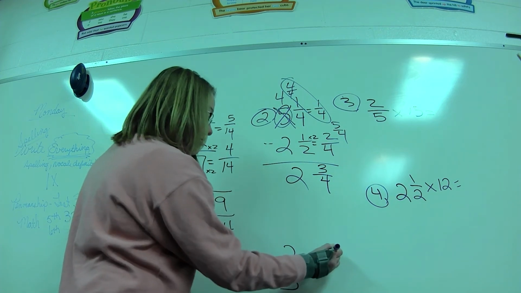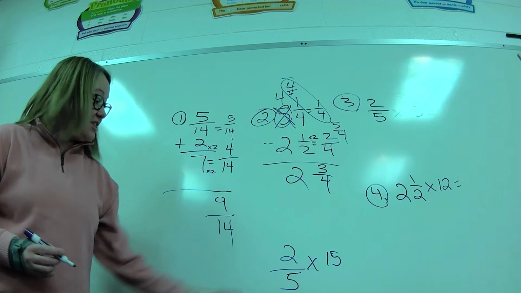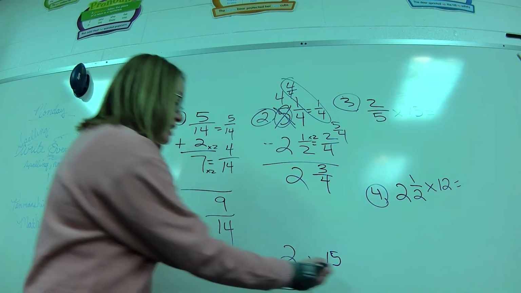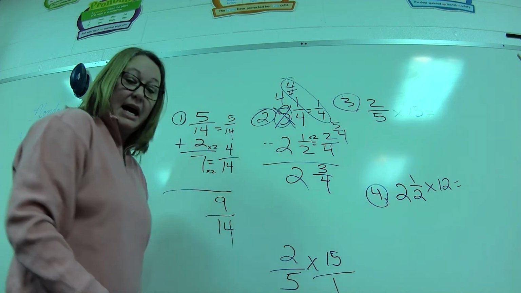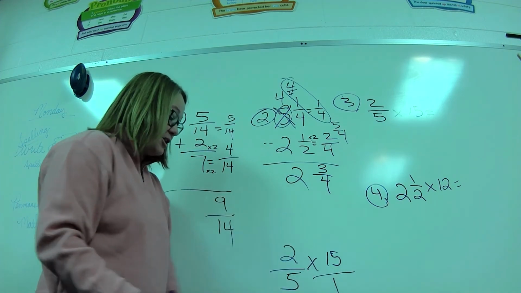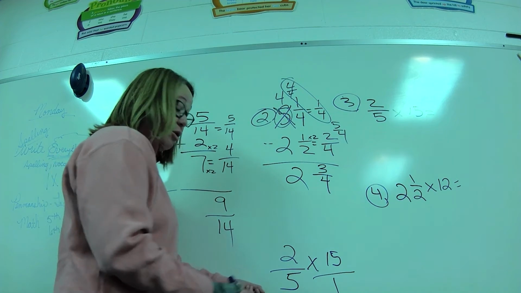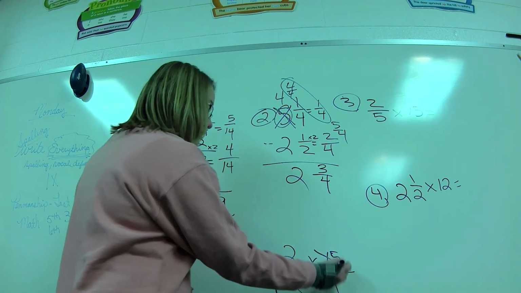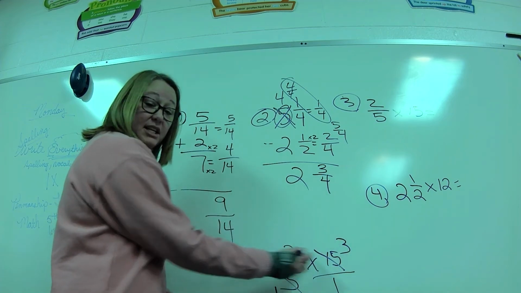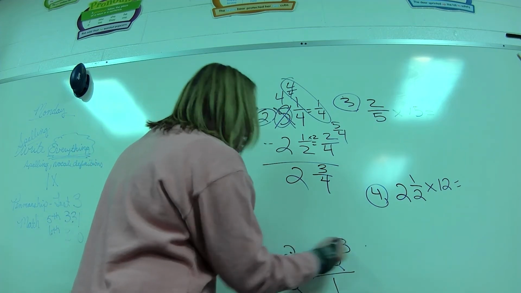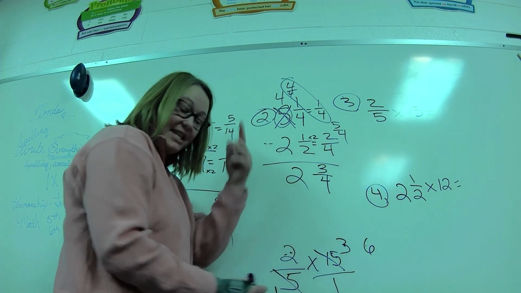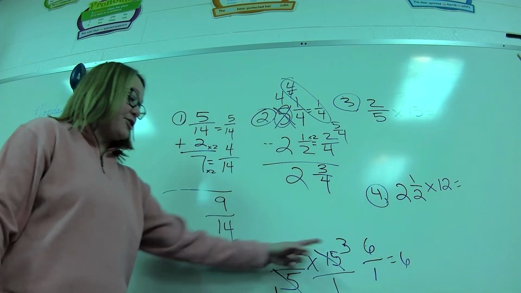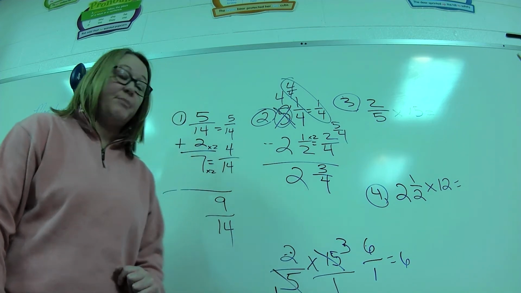All right, so this is problem number 3. 2/5 times 15. Well, 15 is a whole number, so to make it an improper fraction, we're going to put it over 1. I can multiply straight across, and I'm going to get 30 divided by 5. Or I can use cancellation, and I can go 5 goes into 5 once, 15 3 times. Now I have 2 times 3, 6 over 1, which gives me 6. And again, if I would have done 30 divided by 5, I would have come up with 6.